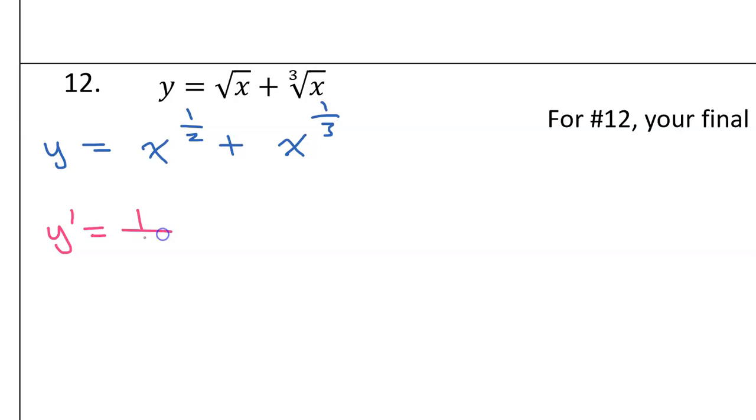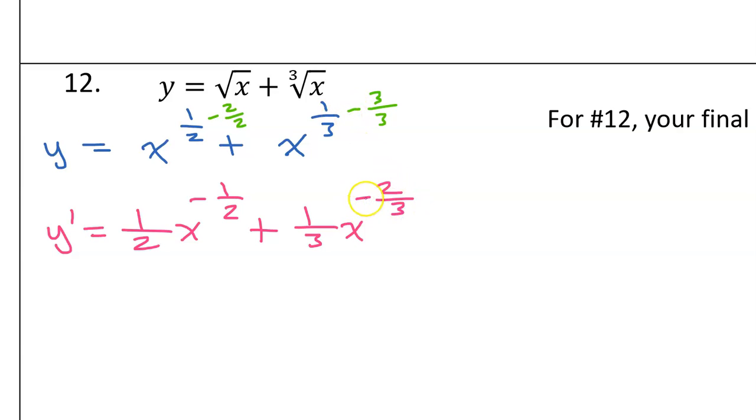Put the 1/2 in front. Reduce this by 1. If I subtract 2 over 2, that's going to be negative 1/2. So I have negative 1/2 plus. Power rule again, put that 1/3 in the front. Subtract 1. So I'm subtracting 3 over 3. So that's negative 2/3.